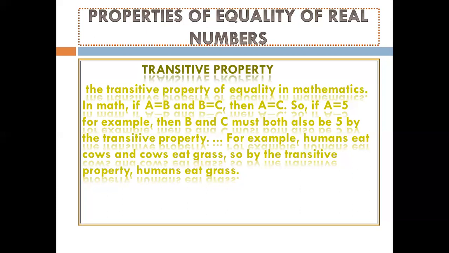Like if A is equal to 5, for example, then B and C must both also be 5, by the transitive property. For example, humans eat cows and cows eat grass, so by the transitive property humans eat grass.